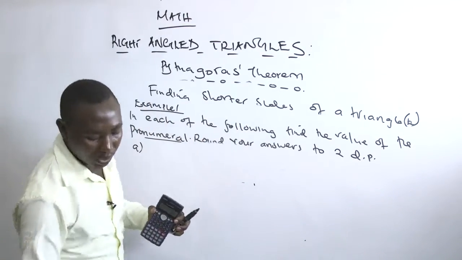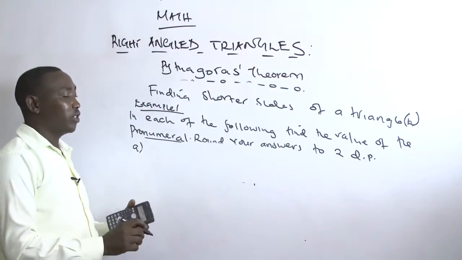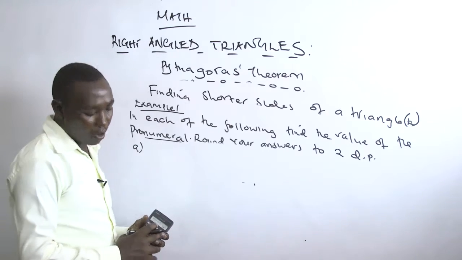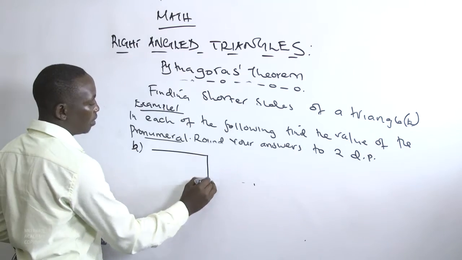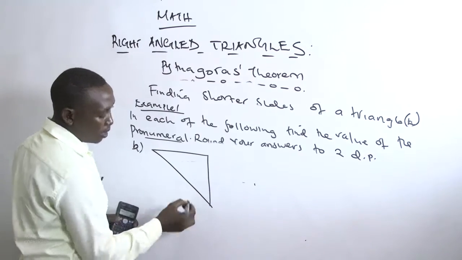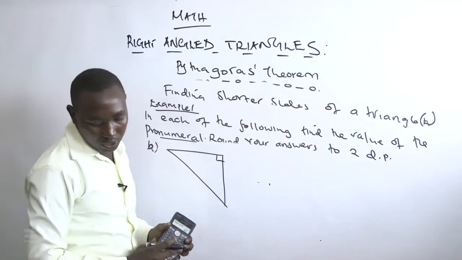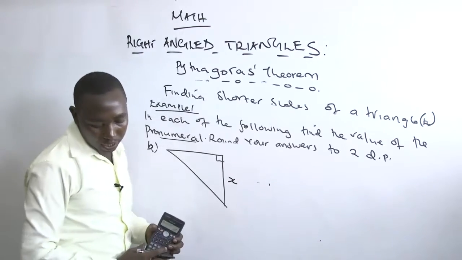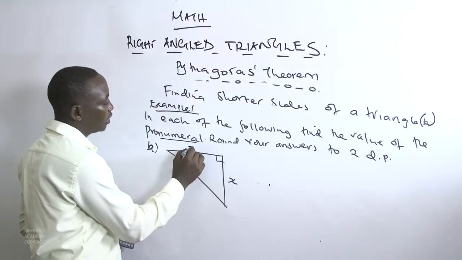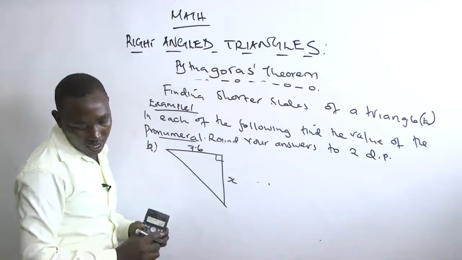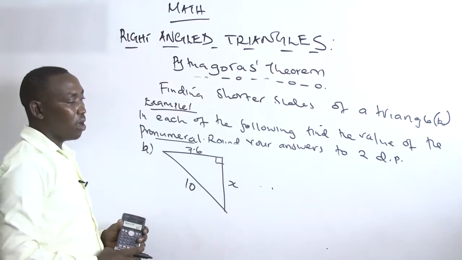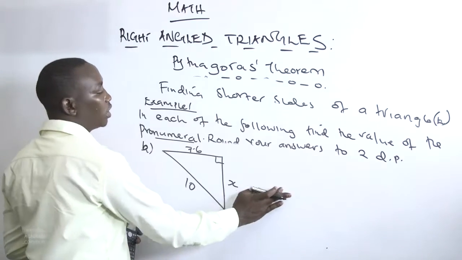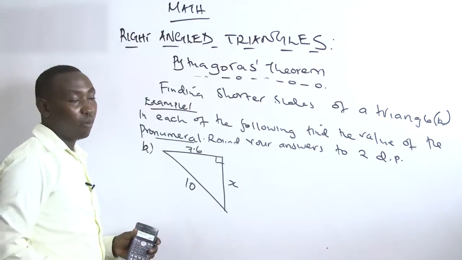So the question remains, we are supposed to find the shorter side of a triangle, and this is now part B. That is our right angle triangle. That is X units. This is 7.6 and this is 10 units. We can simply substitute this into a formula.